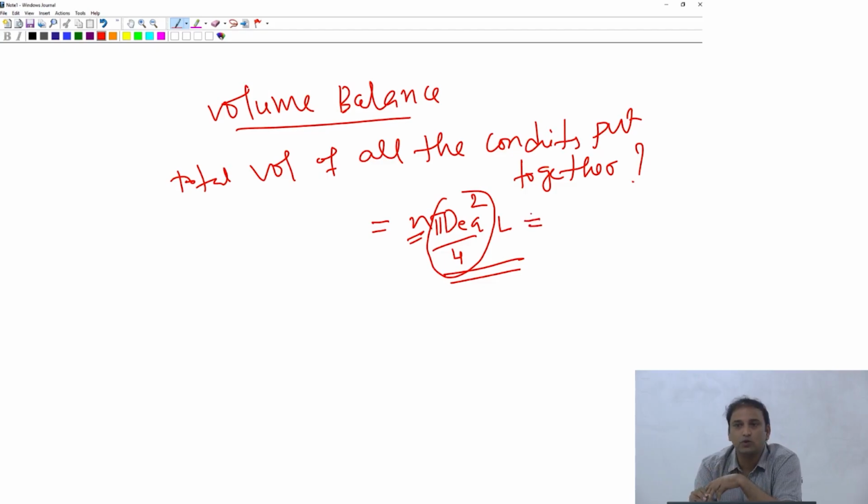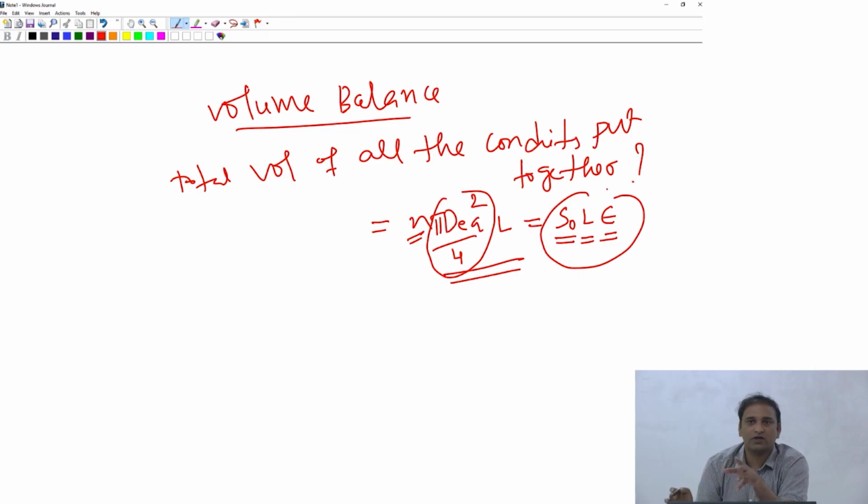And of course that has to be equal to the total volume of the liquid that you have in the system, which is S naught into L into epsilon. S naught is your cross sectional area, L is your length, and epsilon is the porosity. This is the volume balance. All that we are saying is that the total volume of the liquid flowing through the system is equal to the volume available for it to flow, which is the number of channels multiplied by the volume of each channel.